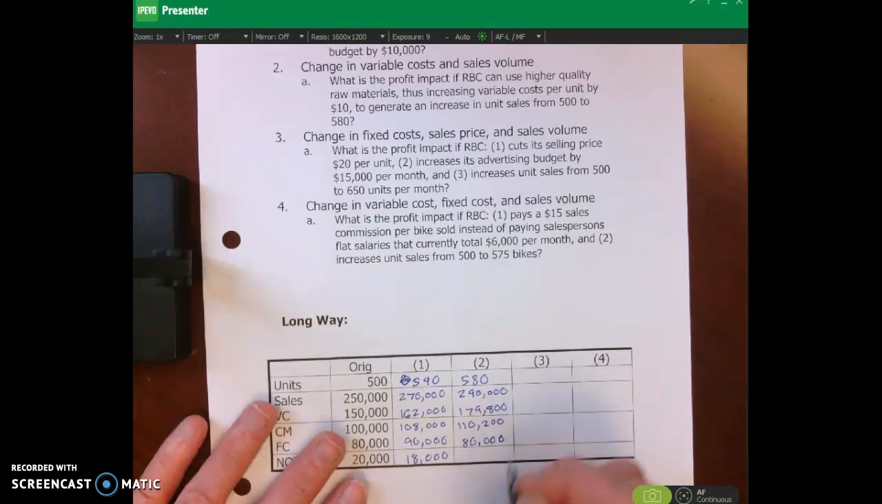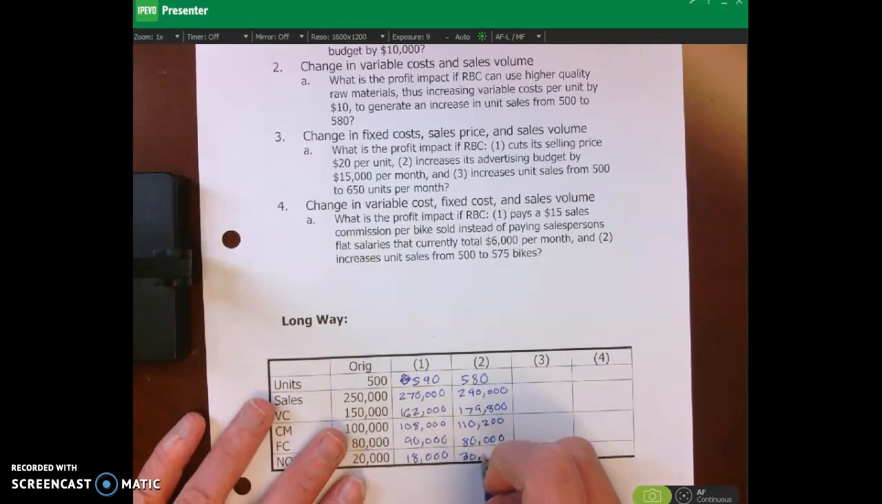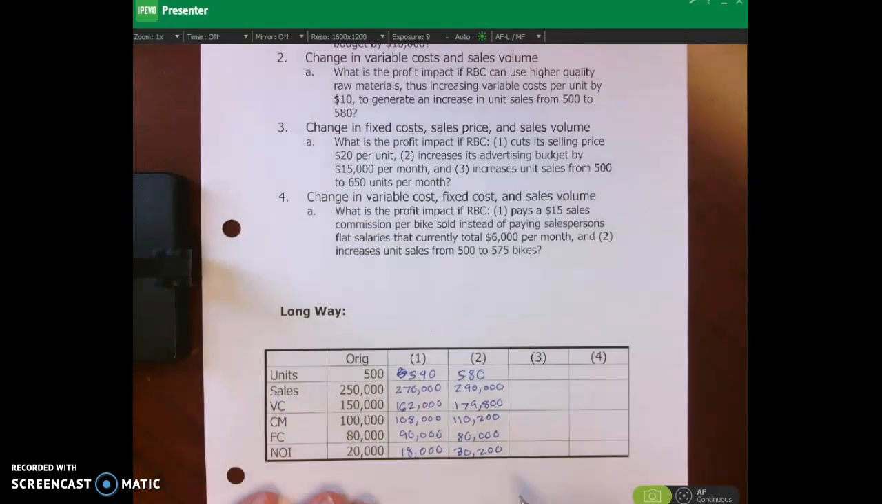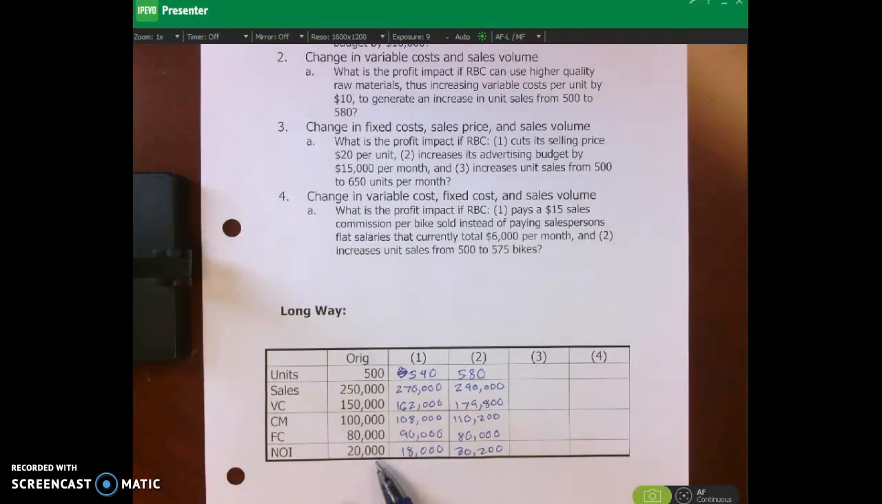Then we can subtract those. That gives us 30,200. This is the net operating income. What is the profit impact? Well, it increased by 10,200.